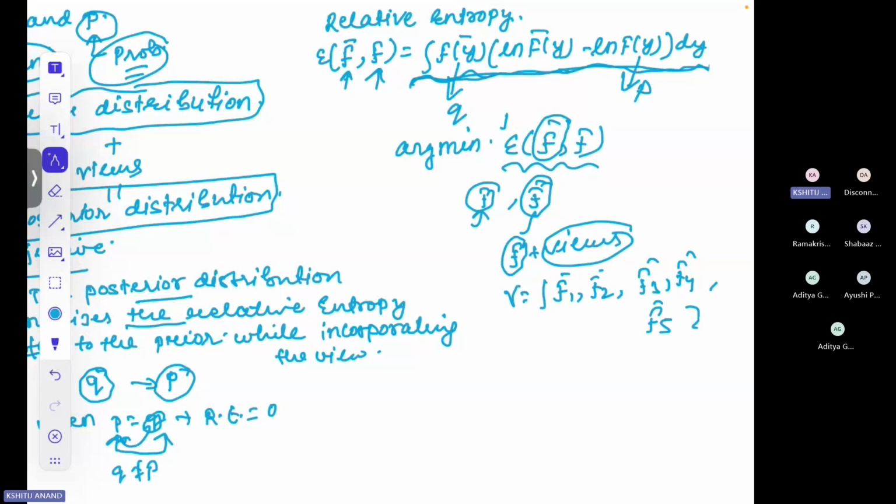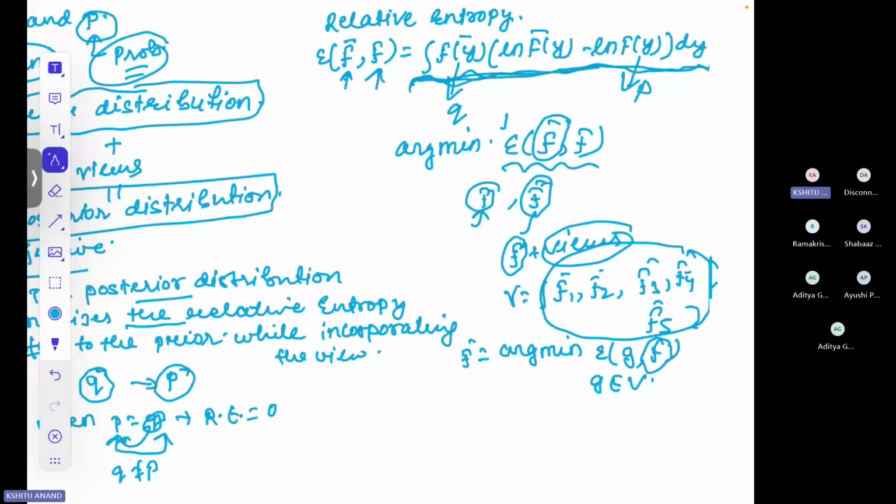You will choose that F bar which will give you the minimum distance. Basically F bar is equal to arg min over V of the relative entropy between the F bar and F. So basically you will choose that F bar from this set. All these F bar are satisfying your view, but you will choose that F bar which is giving you the minimum distance from F, which is giving you the minimum entropy from F. And how do you calculate the entropy from F? Using this formula.